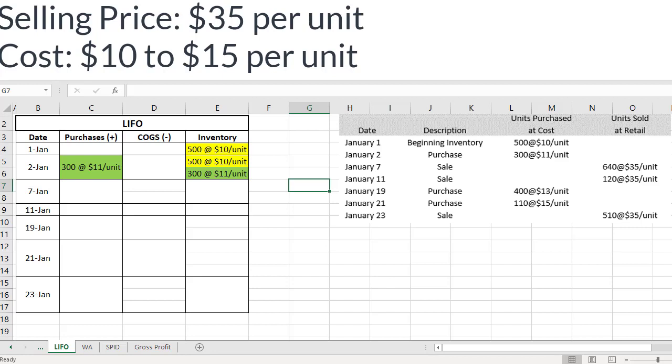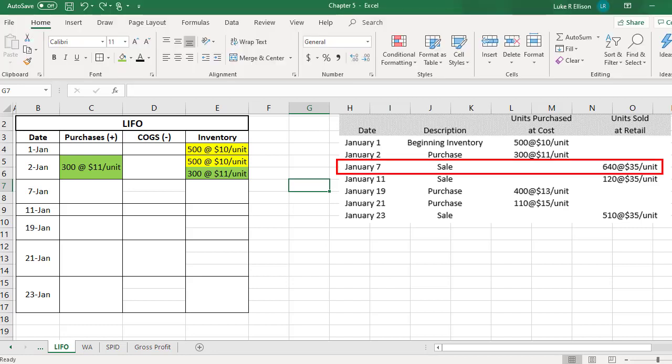And this video is about the method called LIFO, or last in, first out. So what we do is we look at our inventory in layers. In this case, we have the yellow layer, that's $10 per unit, and we also have the green layer, which is $11 per unit. And we need to grab the units that were there last, in this case the green units from the January 2nd purchase. Since the green units were the last ones in, now they will be the first ones out, or sold. That's what it means to apply LIFO, or last in, first out.